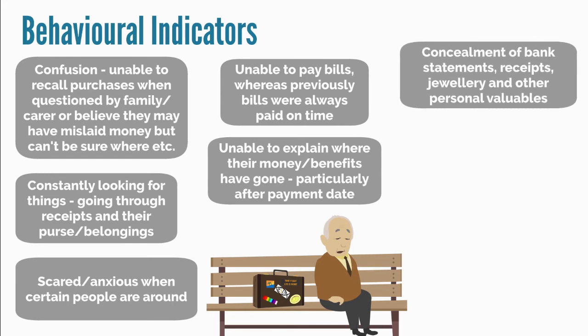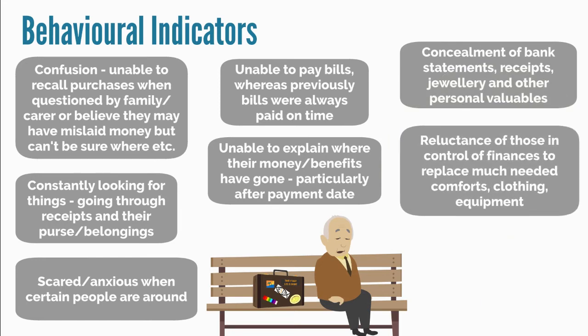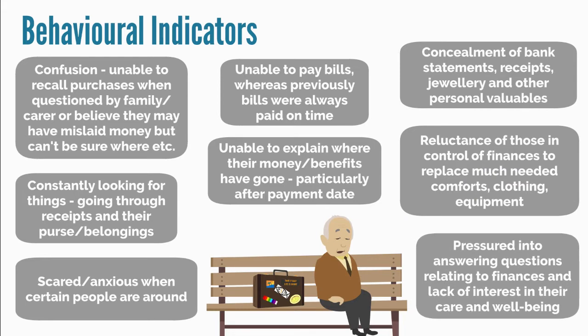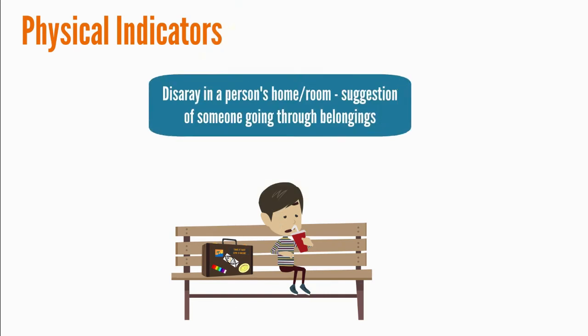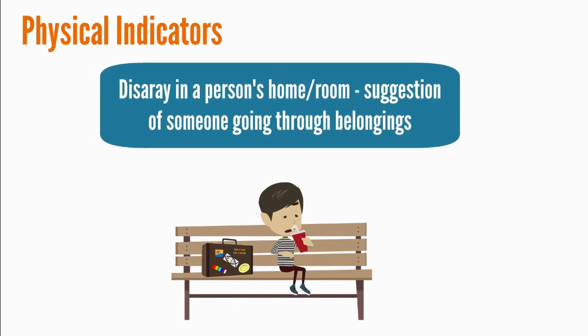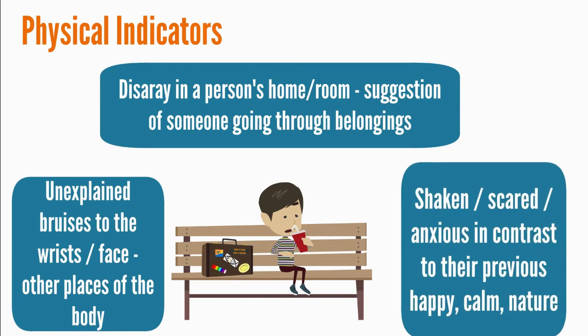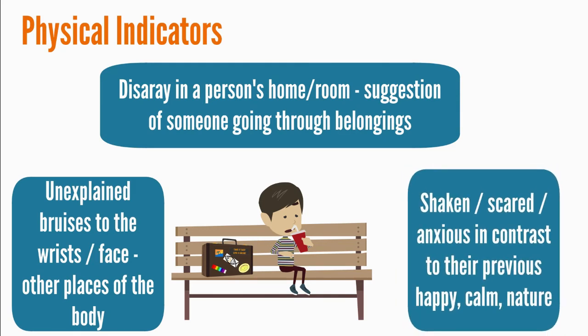Concealment of bank statements, receipts, jewellery and other personal valuables. Reluctance of those in control of finances to replace much-needed comforts, clothing, equipment. Pressured into answering questions relating to finances and lack of interest in their care and well-being. Physical indicators can be disarray in a person's home, room, suggestion of someone going through belongings, unexplained bruises to the wrists, face, other places of the body, shaken, scared, anxious in contrast to their previous happy, calm nature.